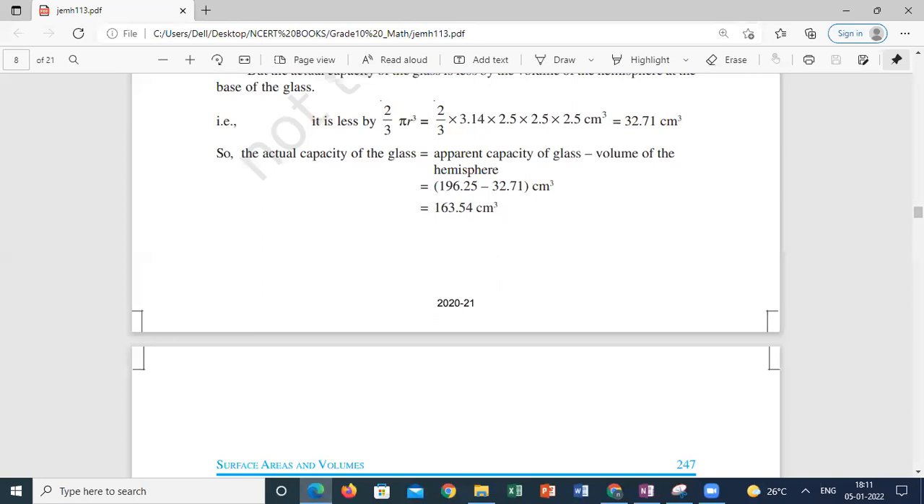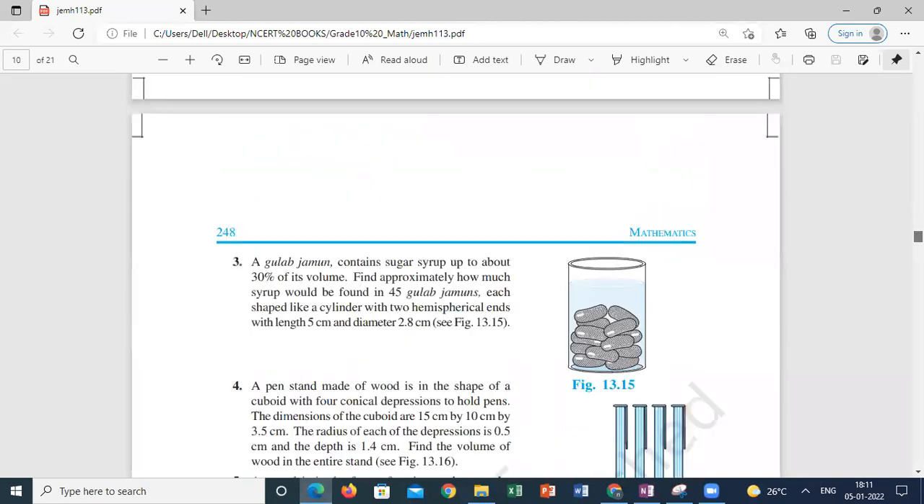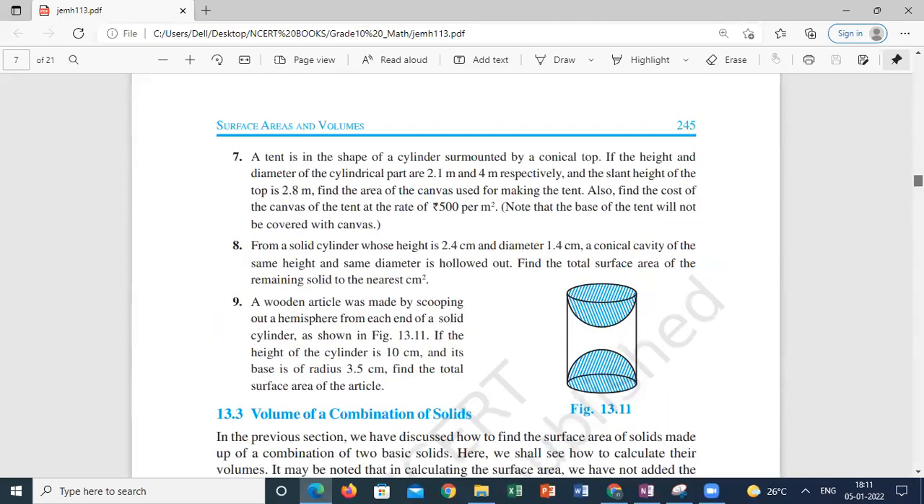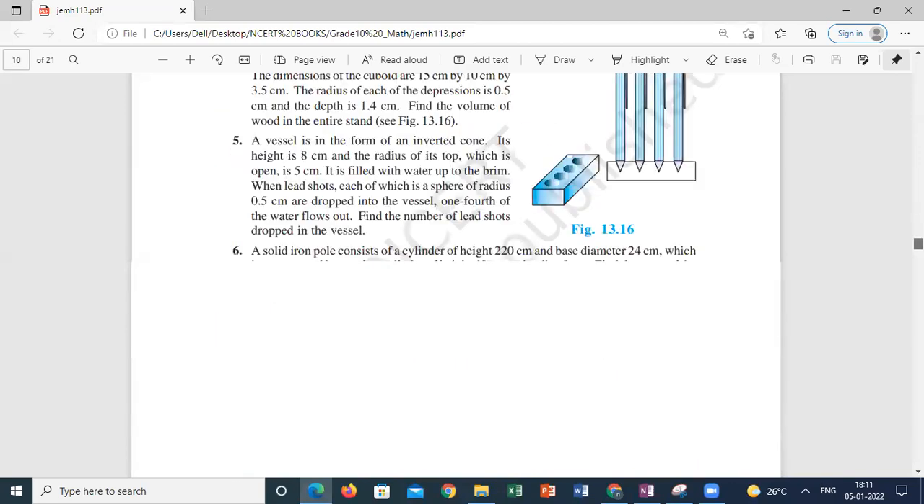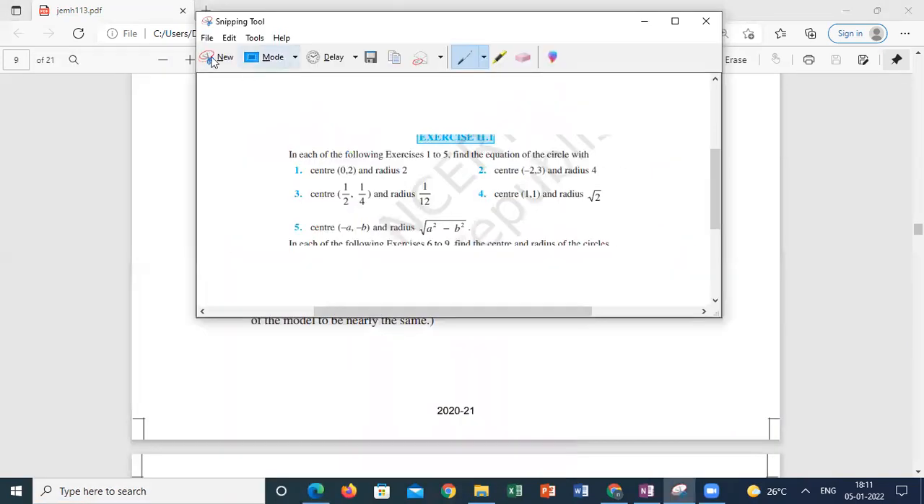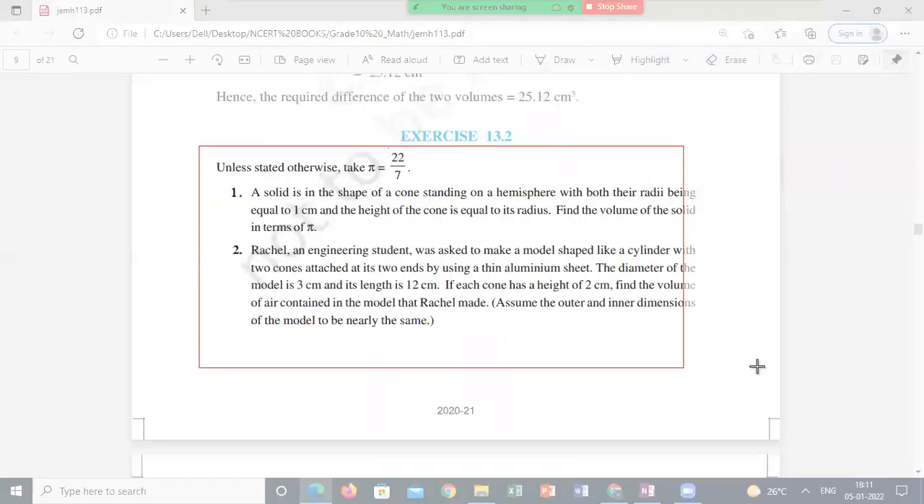We'll start numericals straight away with this help, with this data. We did the first exercise completely. Am I right? Yes, sir. We are starting with the second exercise. Only understanding the question is important here also, and visualize the diagram based on your understanding.